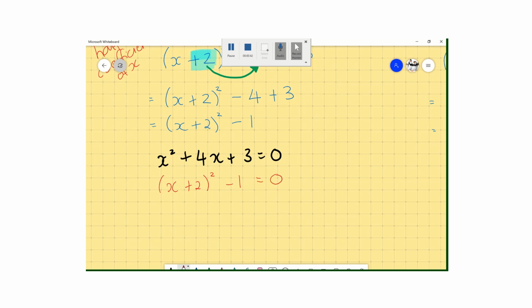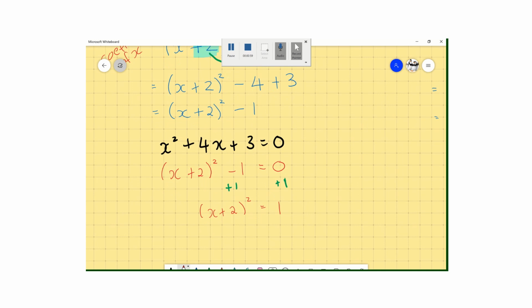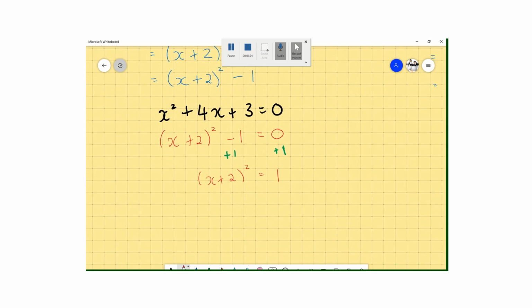When you have something in this form, what you can then do is add 1 to both sides. And if we do that, I get x plus 2 squared equals 1. Now I can take the square root of both sides. If I take the square root of something that is squared, they cancel each other out, so I just get x plus 2. If I take the square root of 1, I get plus or minus 1. It could be positive or negative.